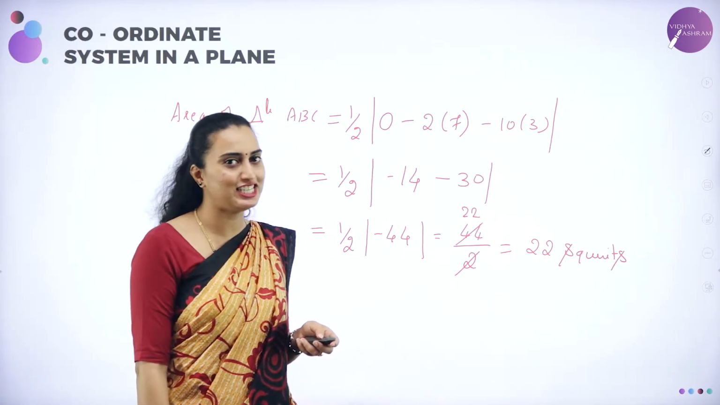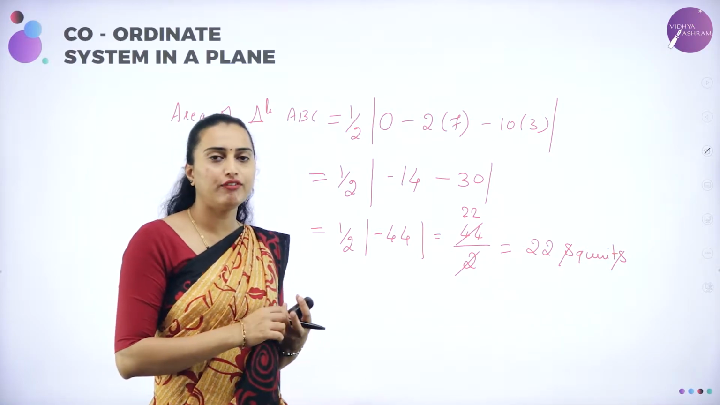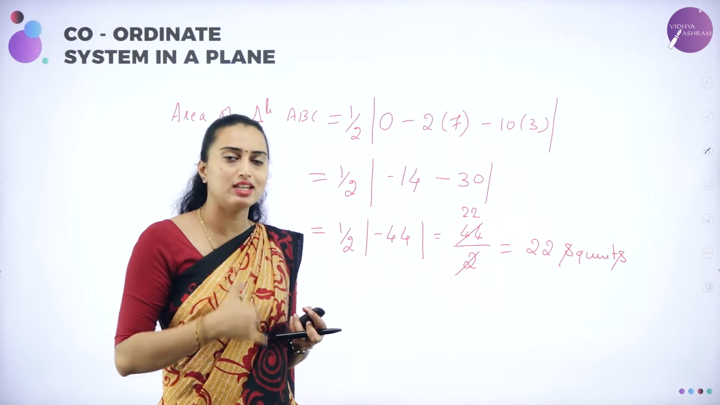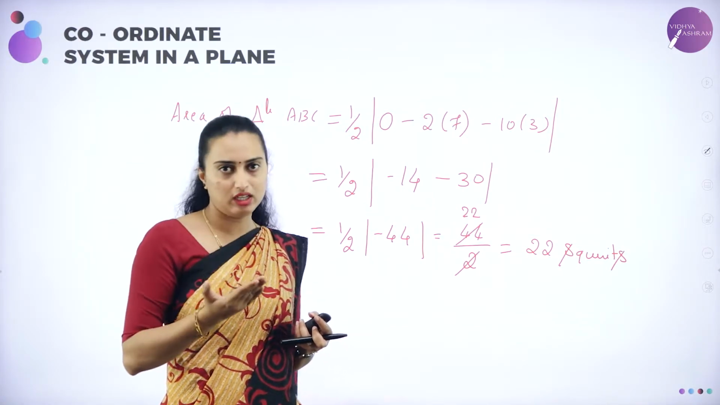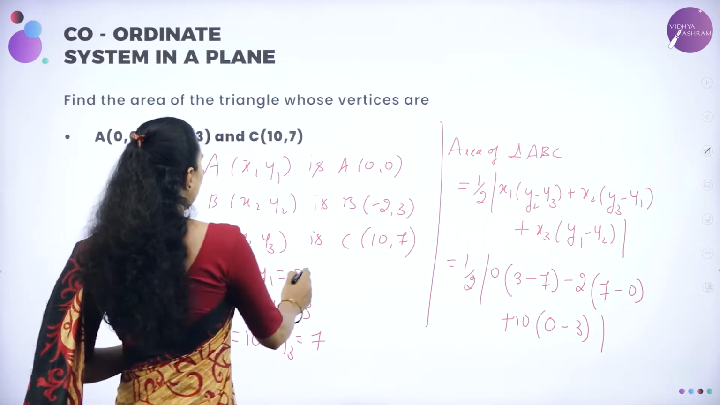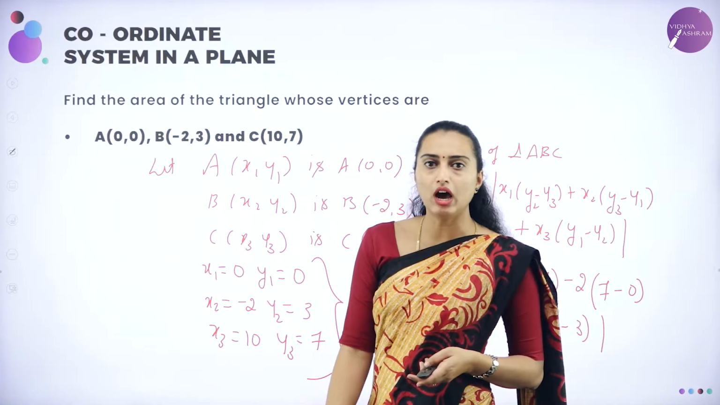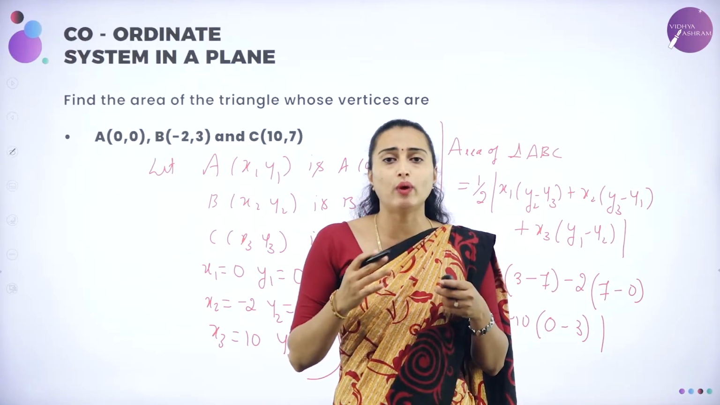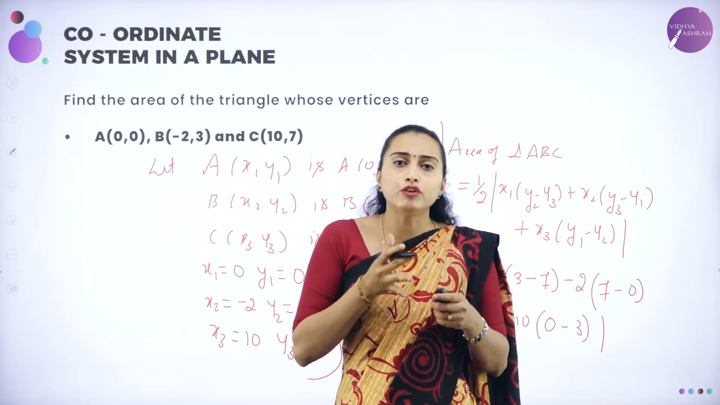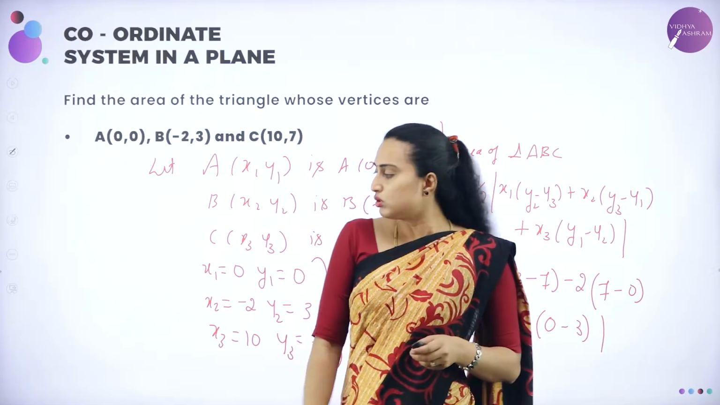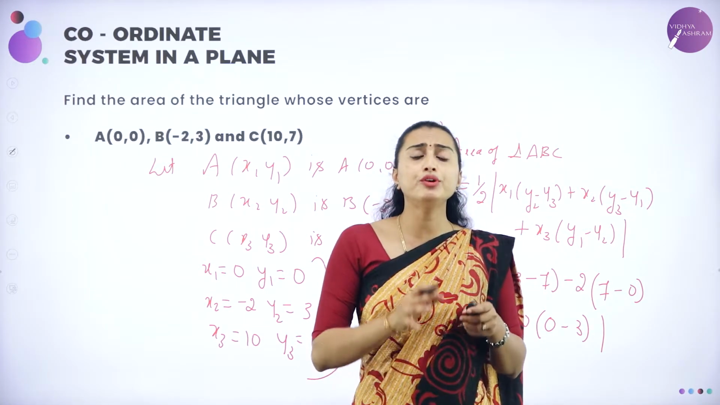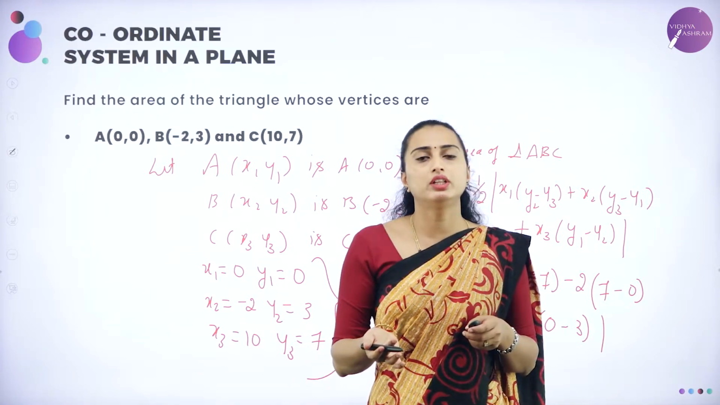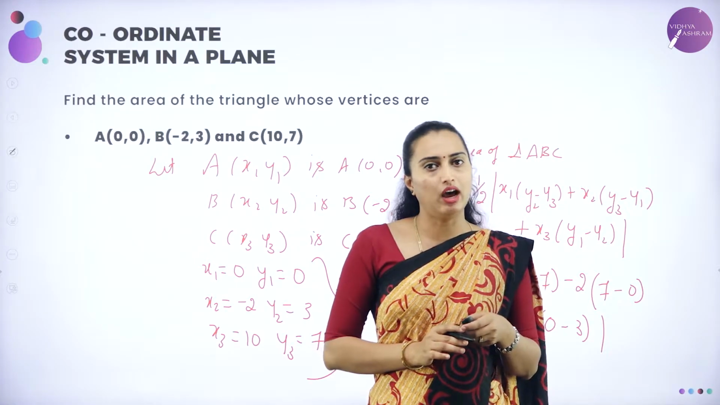Is that so easy, dear students? First, identify the values. That means write down the values: x1 is equal to, x2 is equal to, x3 is equal to, y1, y2, y3. If you write like this, only then can you substitute in the formula. Otherwise, if you try to make the adjustment right there, you will get confused while substituting in the formula. So this is what I follow. I write down the given values accordingly, and then I substitute in the formula after writing the formula. Understood?